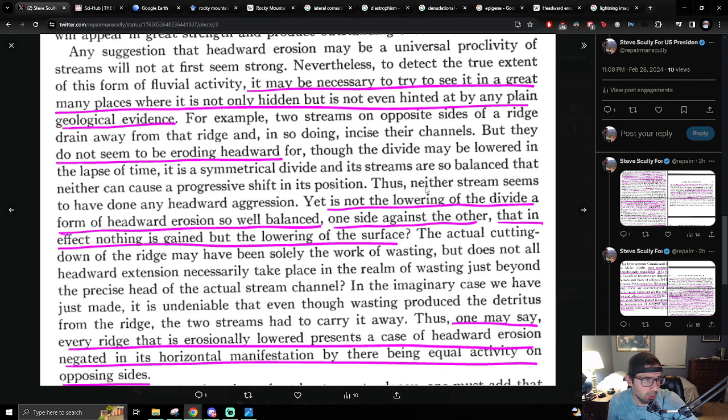I'm not sure what exactly they're talking about at this point, because they're talking about currents coming from different directions, which then collide and go down and up, but I can't envision it. They don't have any images in this paper. A little surprising, honestly. One may say every ridge that is erosionally lowered presents a case of headward erosion, negated in its horizontal manifestation by there being equal activity on opposing sides.